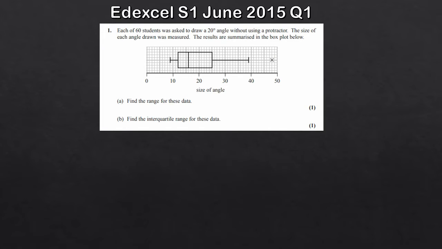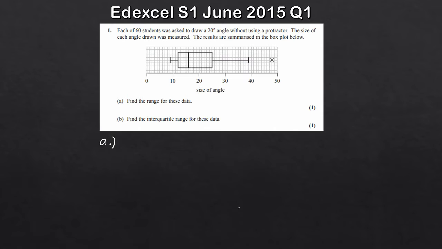The next question here now is just a little short one from one of the old exam papers, just looking at a box plot. So the context really isn't that important for this question. Basically, you've just got a box plot. The first part just asks us to work out the range of the data.